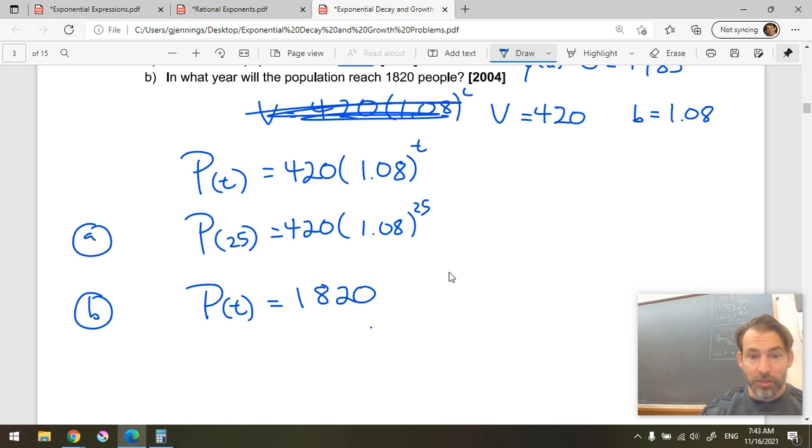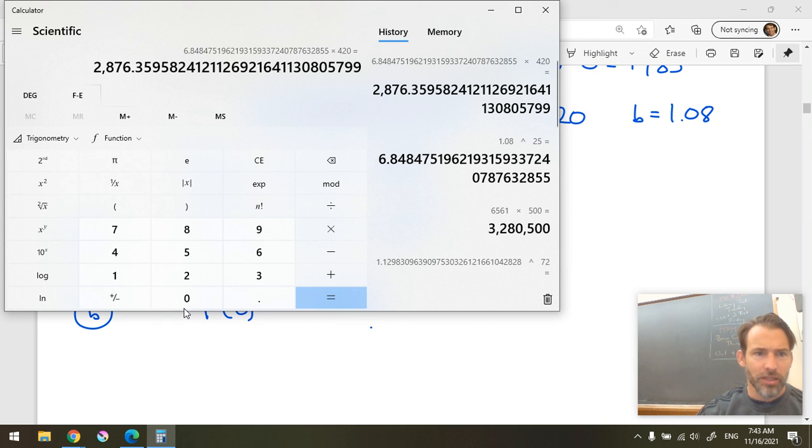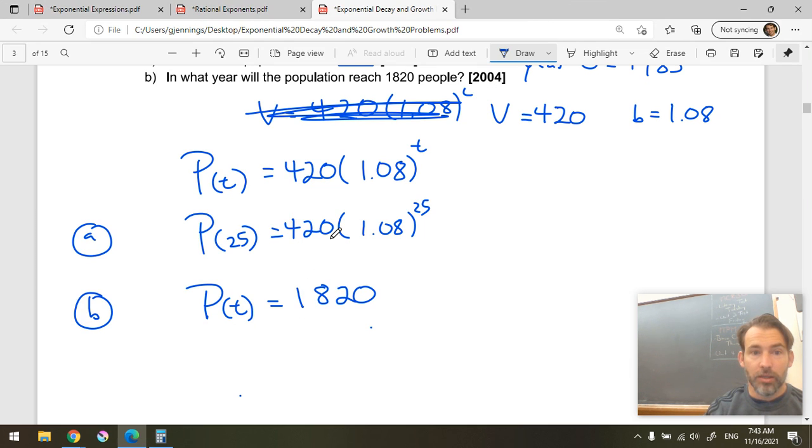It's going to be before this year, right? Because this was bigger than that. That gave us 3,000 or so. So it's going to be before that year. And what year will the population reach that?